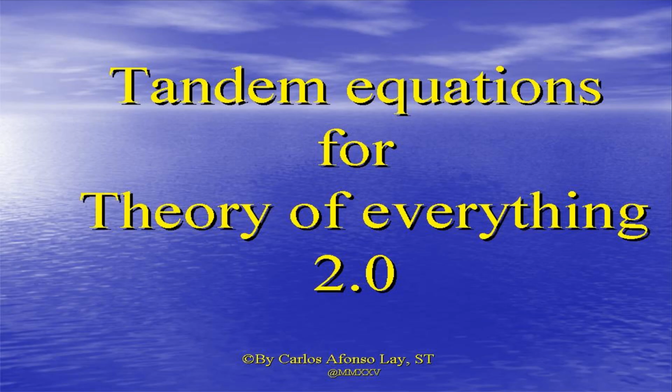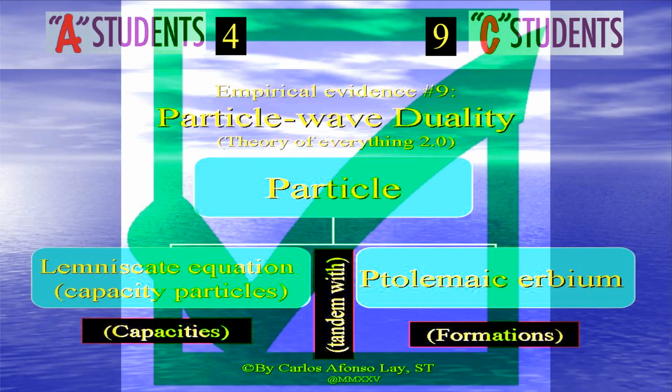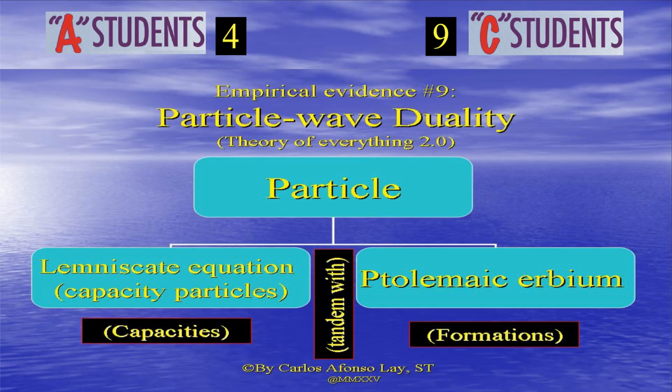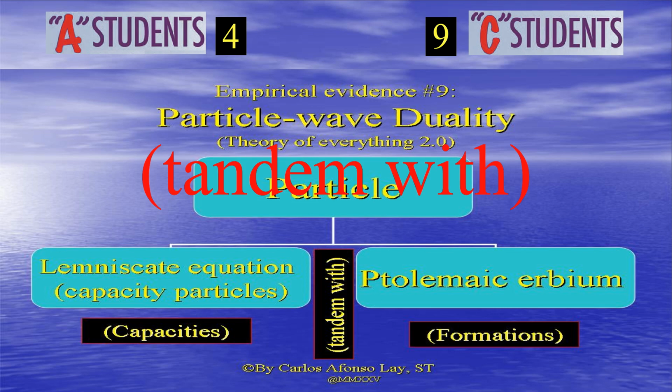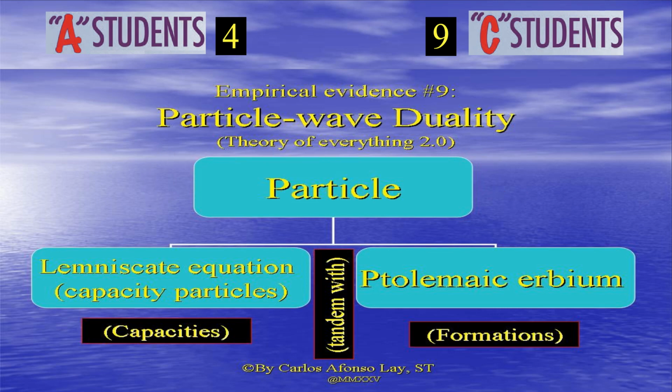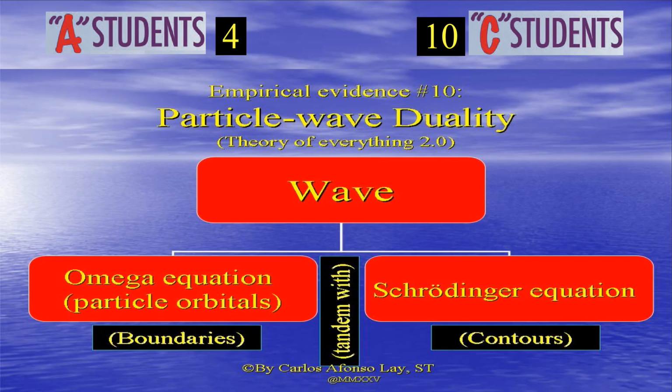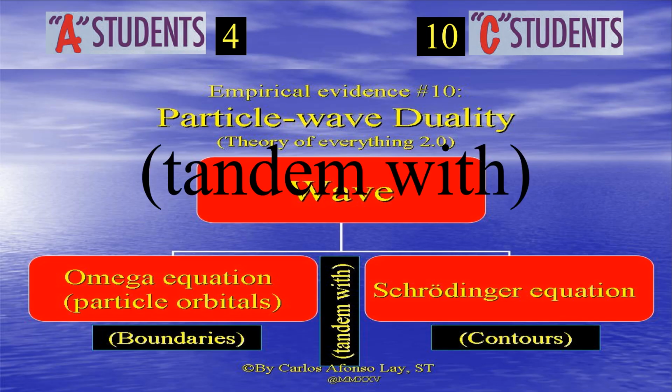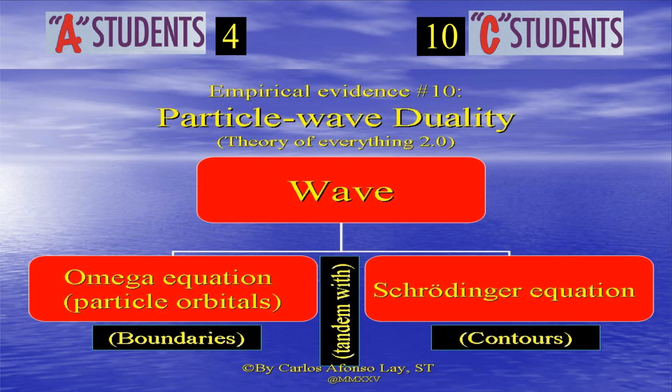Here is another challenge: particle-wave duality. Here maybe we have an amendment for the theory of everything 2.0. If particle, the Leibniz-Cat equation gives the capacity of the particle, in tandem with Ptolemaic erbium, this information and capacity. If wave, the omega equation, particle orbital in tandem with the Schrödinger equation, the contour omega equation gives the boundary, and Schrödinger is the contour.